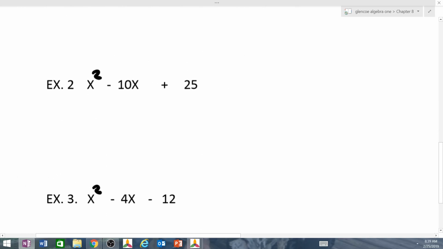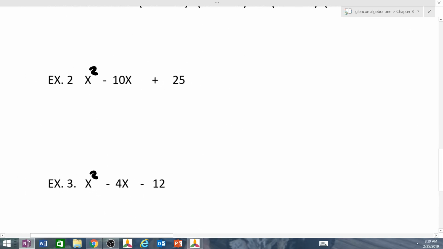So here we go. Next example. x squared minus 10x plus 25. It's really important, guys. You have to take the sign with you. So what's my third term, or what's my constant? What's the constant?